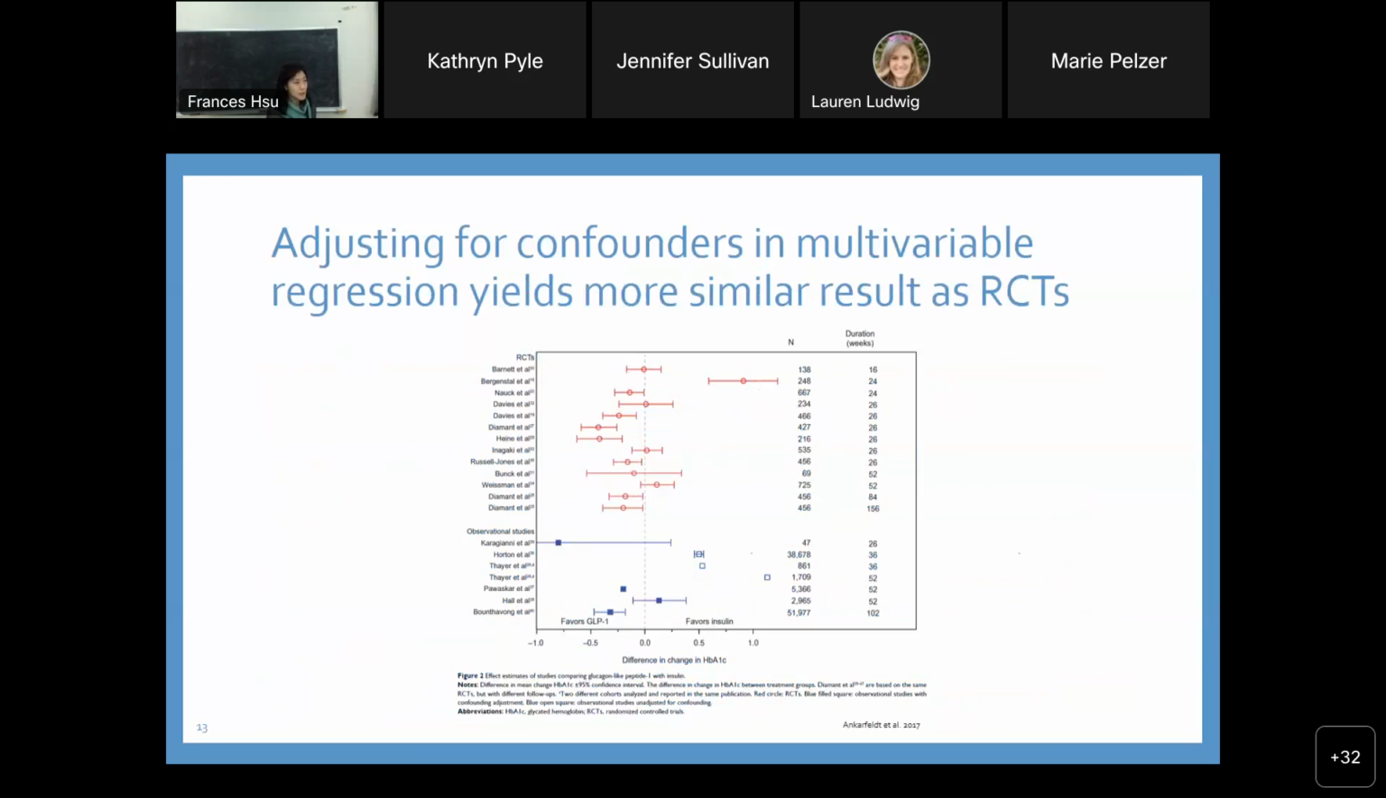In this meta-analysis comparing glucose-lowering drug GLP-1 with insulin, RCTs are shown at the top in red, while observational studies are at the bottom in blue. So most of the RCTs favor GLP-1 or null findings, and in contrast, the three blue open squares you see here are unadjusted observational studies that favor insulin. So when you adjust for confounders, they're more likely to favor GLP-1, much like the RCTs.